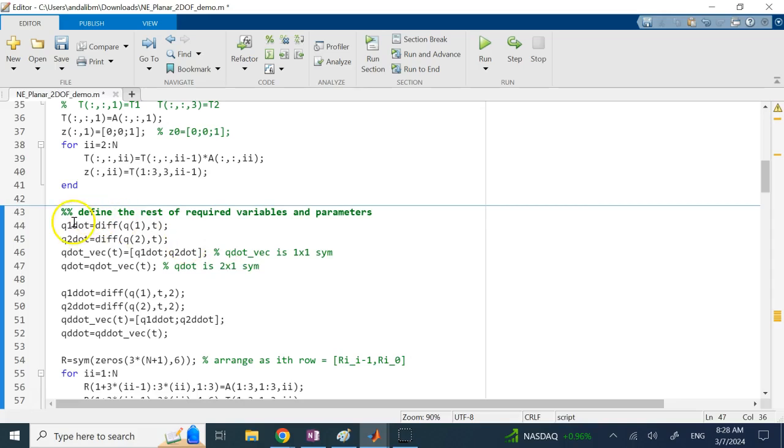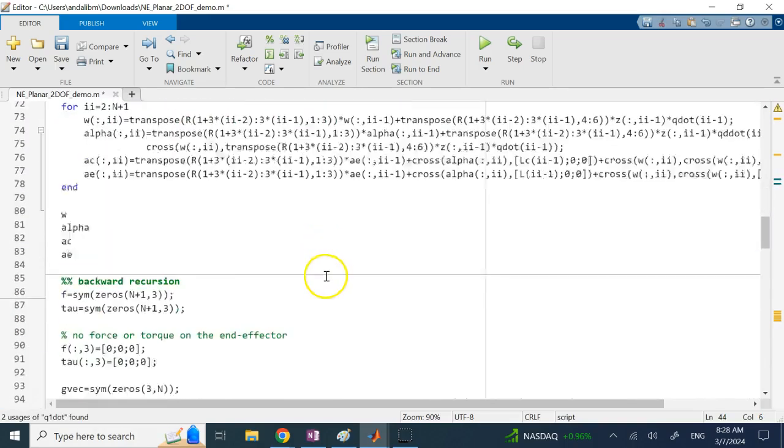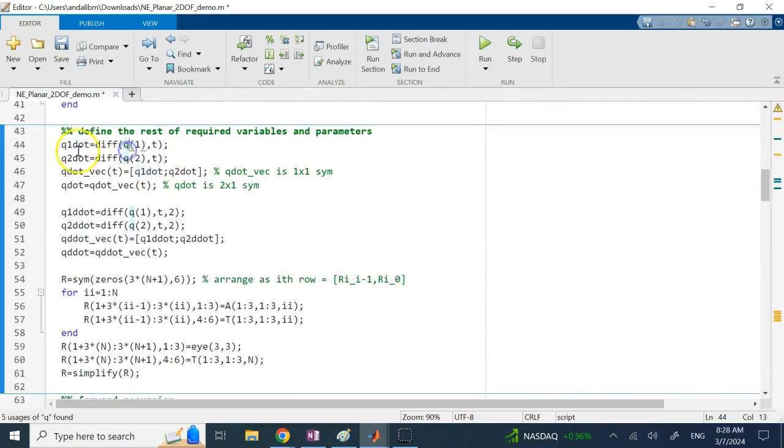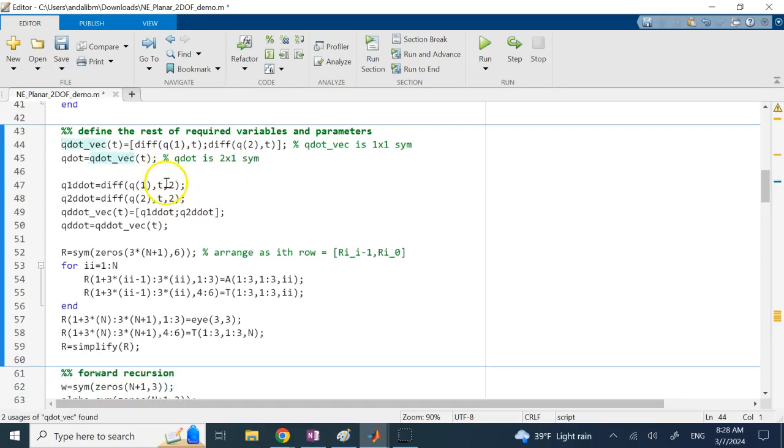And if you don't like to create these extra variables Q dots that you never use anywhere else, you can get rid of these lines 44 and 45, and you can directly bring this guy right here and bring this guy right there, like that, and get rid of these two. Okay, so we can do it this way.